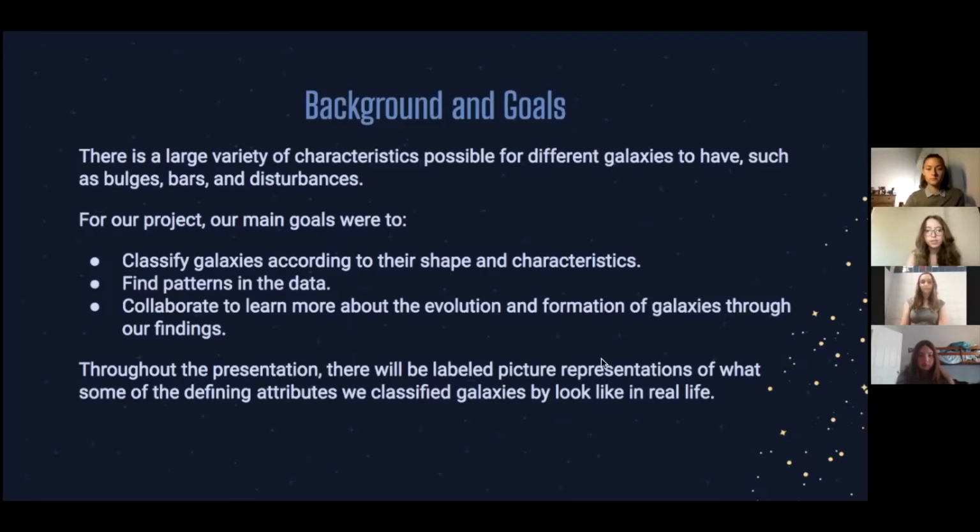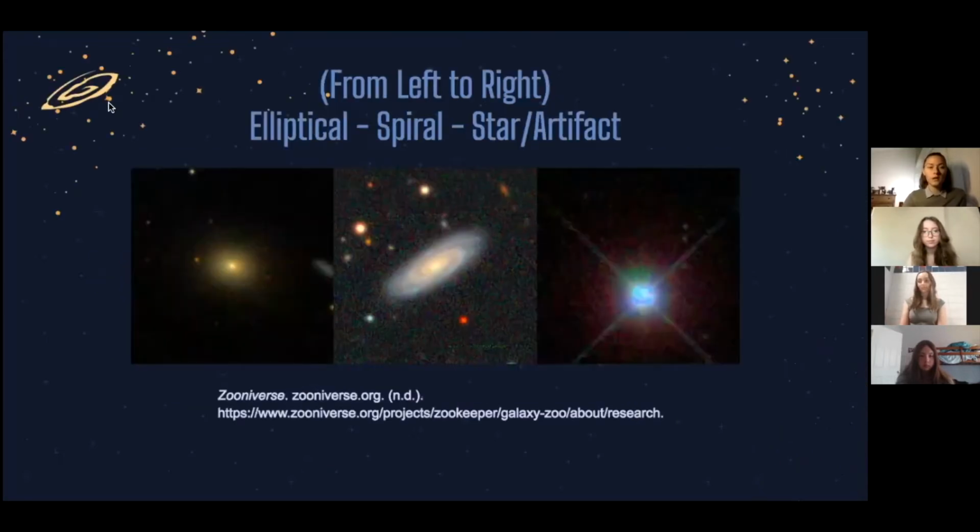So throughout this presentation, there's going to be some labeled picture representations of what some of the defining attributes we classified galaxies by look like in real life. This slide shows one of the first slides of some images that we worked with during our Galaxy Zoo classification. So on the far left, we have an elliptical galaxy, which is one of the possibilities we could choose to classify a galaxy as. And then in the middle, we have a spiral galaxy, and that was the other possibility for classifying galaxies. And then on the far right, we have a star or an artifact, which was another thing that we could choose to classify some of the images we were working with as.